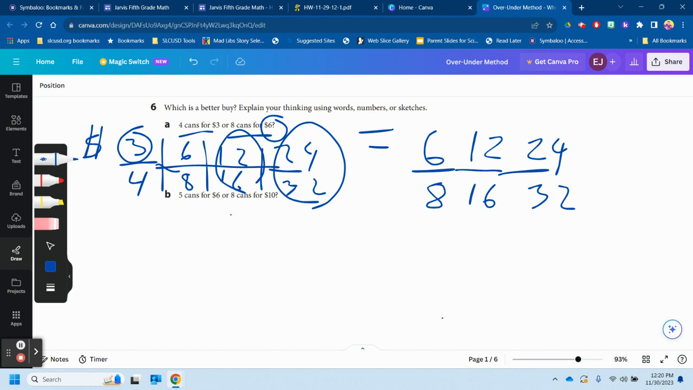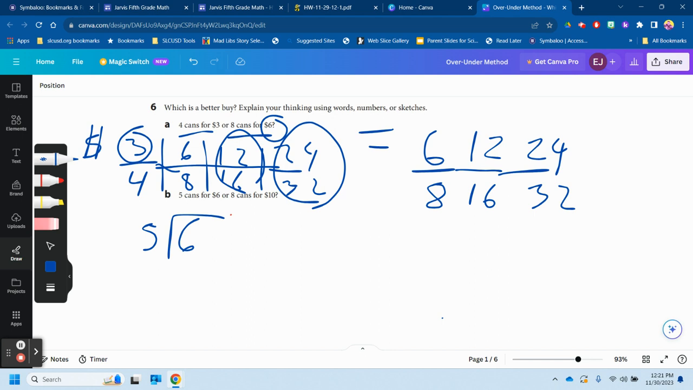So now we're looking at 5 cans for $6 versus 8 cans for $10. I recommend a different method for this one, because the ratio table is going to be a longer one with multiplying and dividing. It'll work, you can figure it out, and a lot of kids did it. But I'm going to think about it as taking that $6 and dividing it among the 5 cans. So $6 divided by 5.